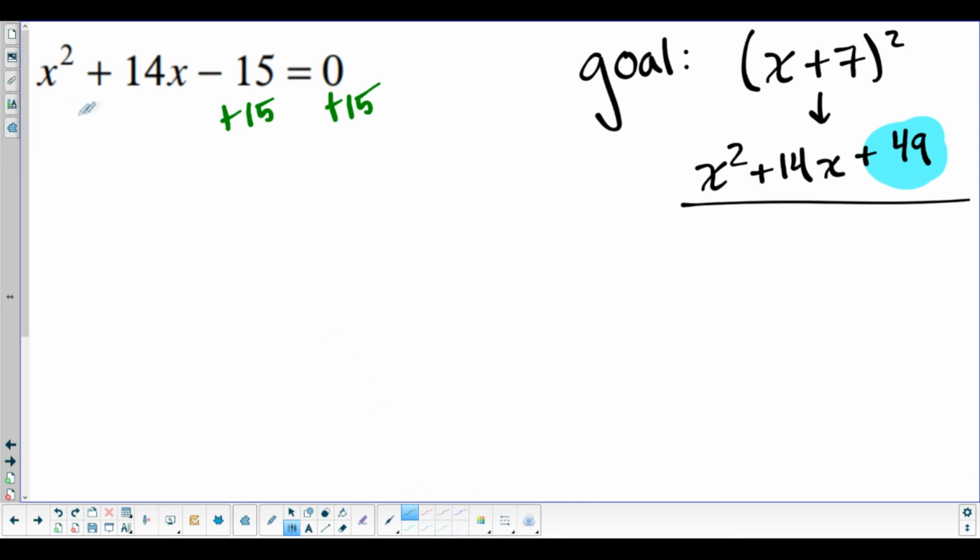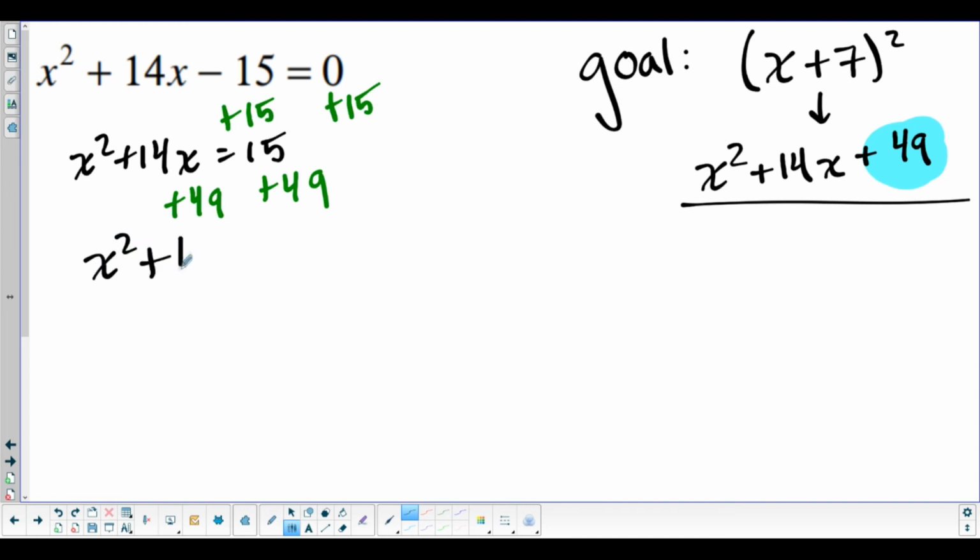Okay, and then I get x squared plus 14x equals 15. And then I'm now just missing a constant term in total. I need it to be 49, which means I can add 49 to both sides. And I get x squared plus 14x plus 49 equals, what's 49 plus 15? I believe that is 64. Okay, there we go.